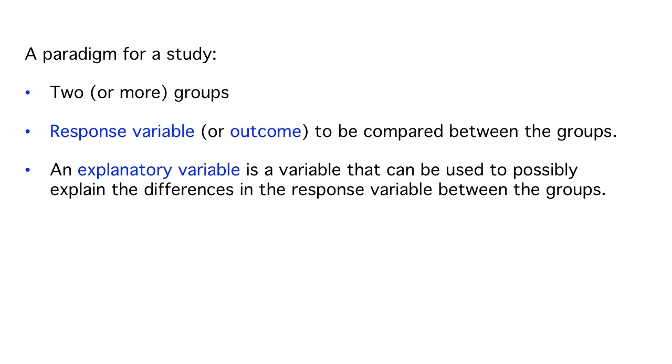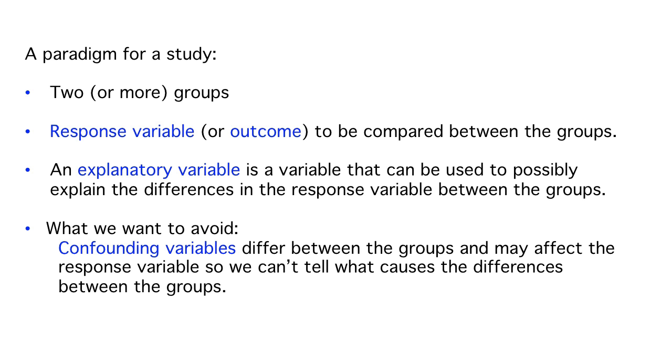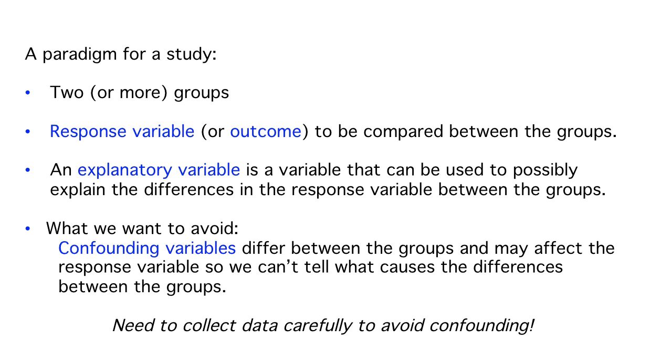An important concern when planning a study and analyzing the resulting data is the possibility of confounding variables. Confounding variables affect the response and have different values in the different groups we're comparing, so that it is impossible to tell if differences between the groups are due to the group composition or due to the confounding variables. To avoid having confounding, again, we need to collect the data carefully.